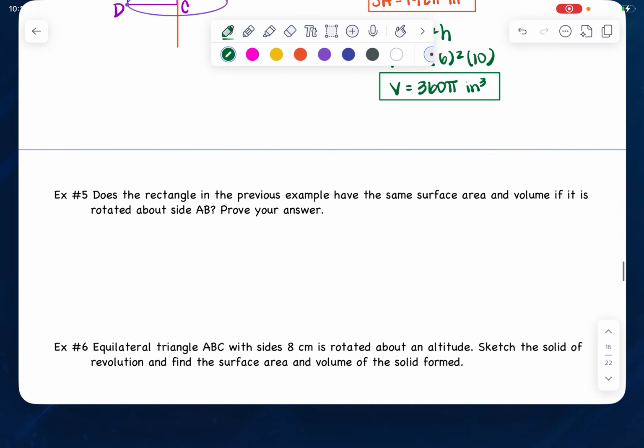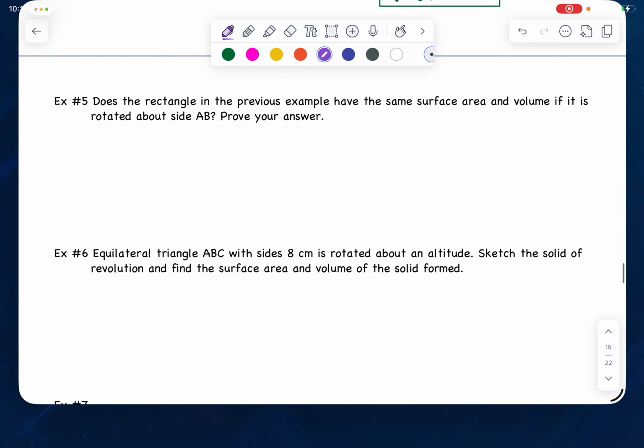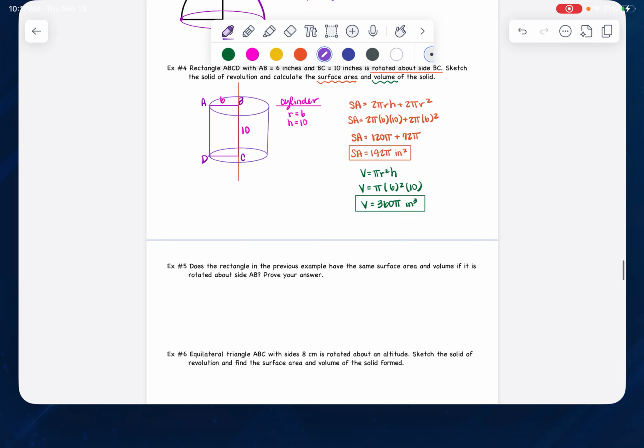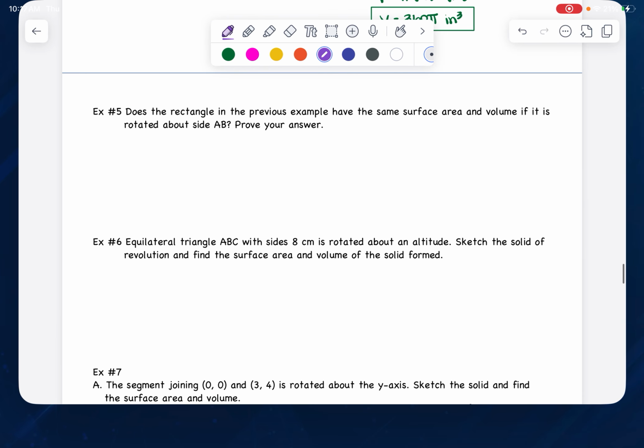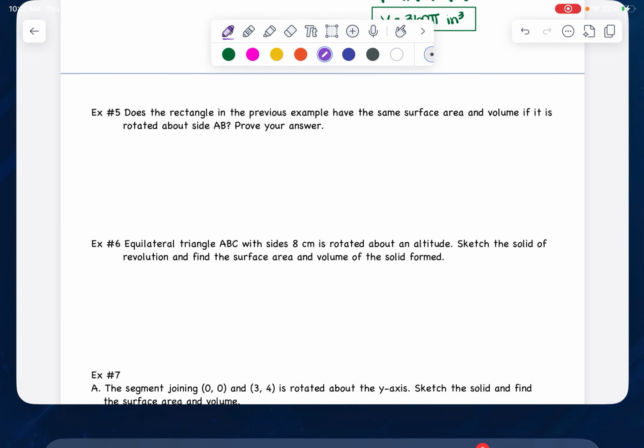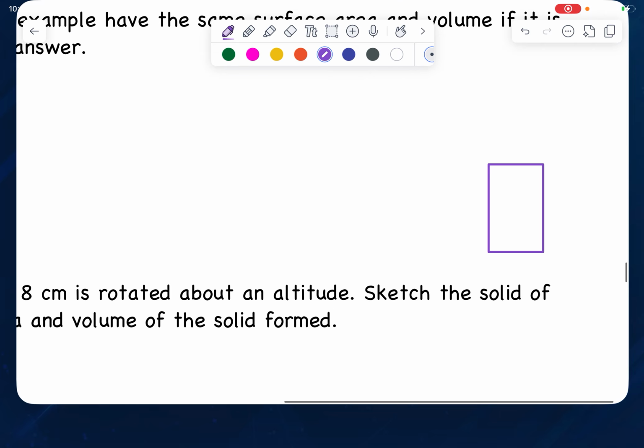All right, let's go do some more of those. Here we go, number 5. Does the rectangle in the previous example have the same surface area and volume if it's rotated about side AB? Okay. So let's see, I'm going to redraw my rectangle that I just had. I'm going to draw it over here in a much smaller form, and you'll see why in a second, right? Because now they want us to rotate it around AB.